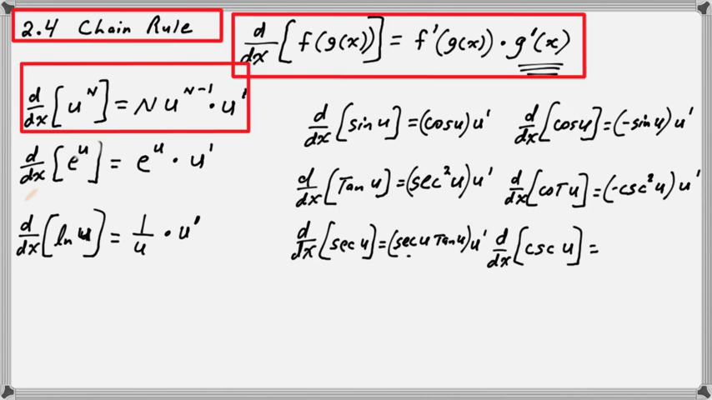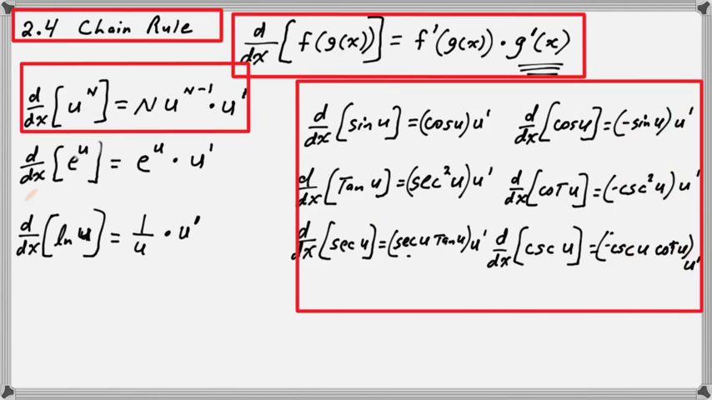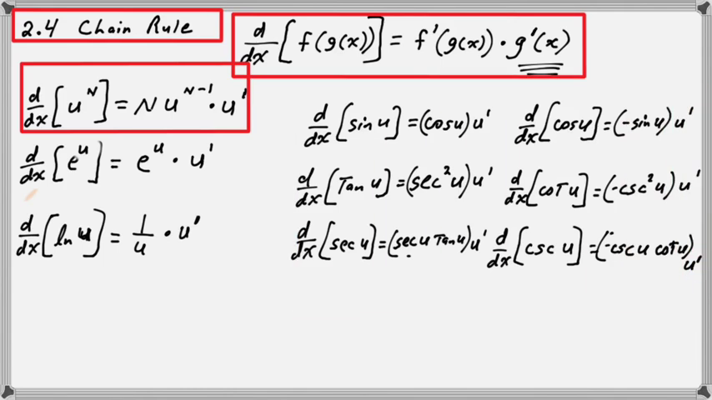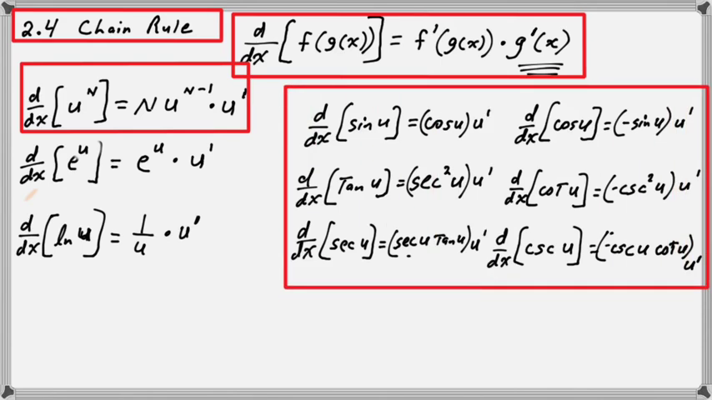Derivative of secant, if it was secant x, was secant x tangent x. So it's still secant u tangent u, but this time times u prime, the derivative of the angle. And the derivative of cosecant would be negative cosecant of u cotangent of u, again times u prime, the derivative of the angle. So these would be your 6 trig derivative formulas. Like I say, the chain rule is going to add something onto the derivative.